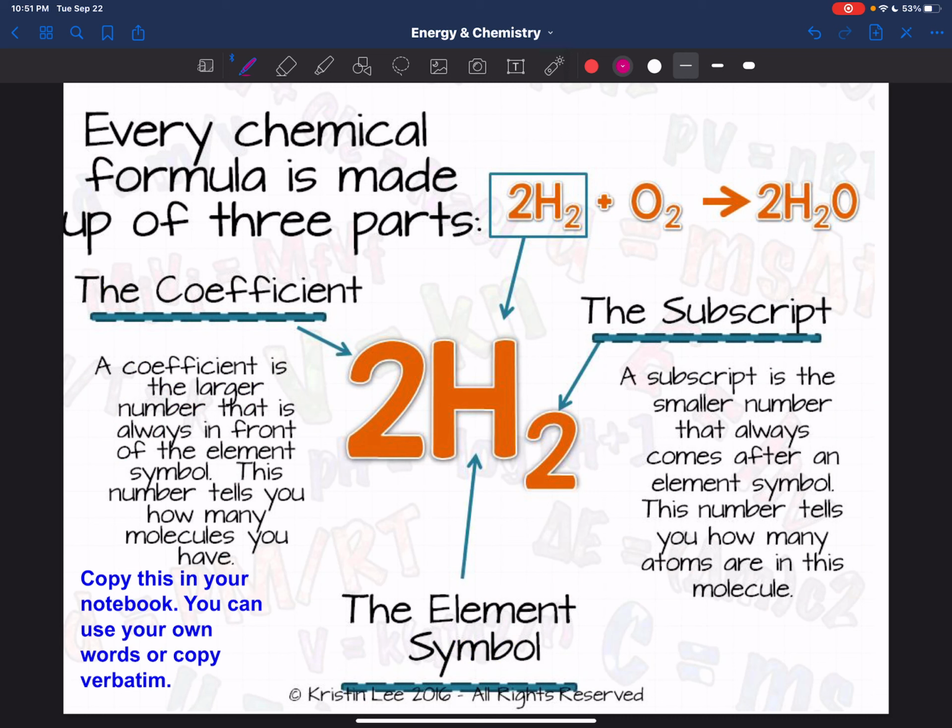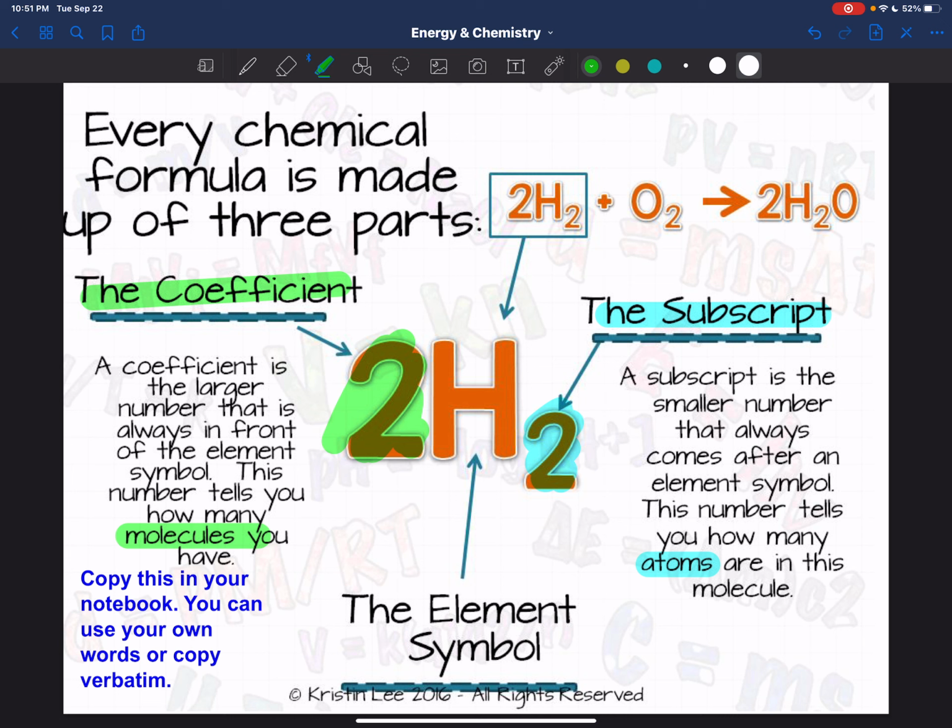All right, this one you can put into your own words. You don't have to copy all of this word for word, but basically you need to know chemical formulas. For the chemical formula, you have the element symbol, that's the H or hydrogen in this one. And then you have the subscript. Remember, the subscript always comes after, and that tells you how many atoms are in there. In this case, you have 2 hydrogen atoms that are bonded. You also have the coefficient, which is out front, and this tells you how many molecules or how many groups of that you have. So you have 2 groups of H2.